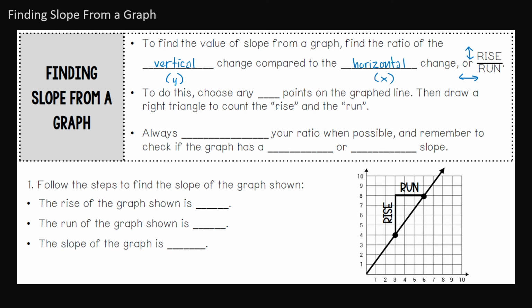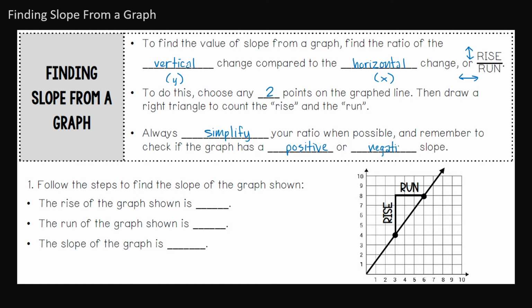So to find slope from a graph, you need to choose any 2 points on the graphed line. Then draw a right triangle to count the rise and the run. We always want to simplify our ratios when it's possible to do so. And remember to check if the graph has a positive or a negative slope.